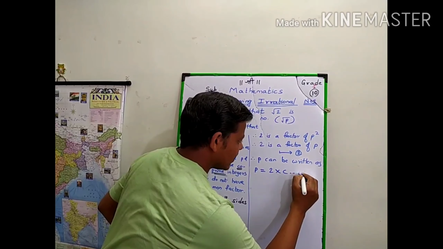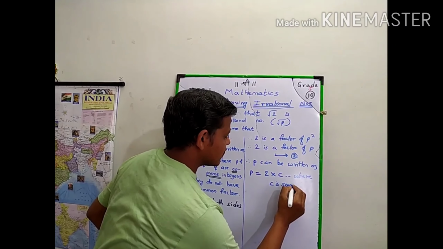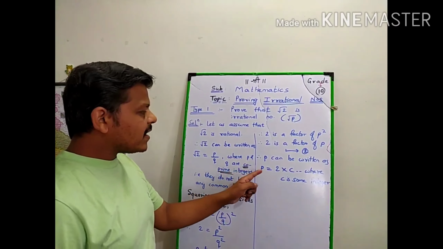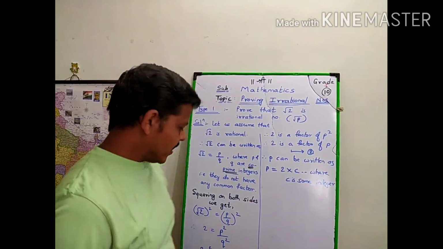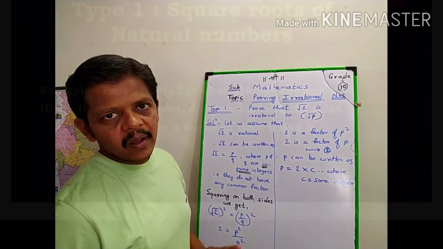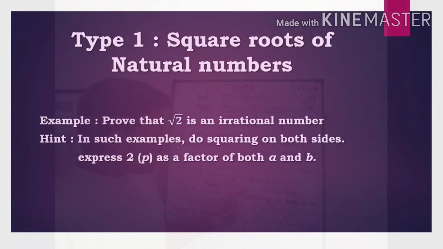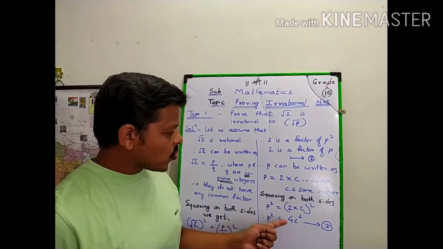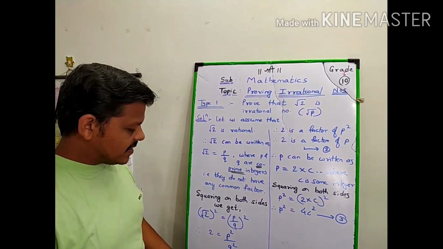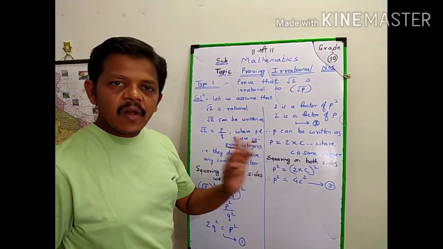So I am writing here, where c is some integer. Correct? And now again we will do the squaring. Why do the squaring? Because we already have a value of p square. So we will find a value of p square over here. So on squaring, what is happening? p square becomes 2 square is 4, c square is c square. p square becomes 4c square. See, this is my equation 1, value of p square. This is equation 3, value of p square.